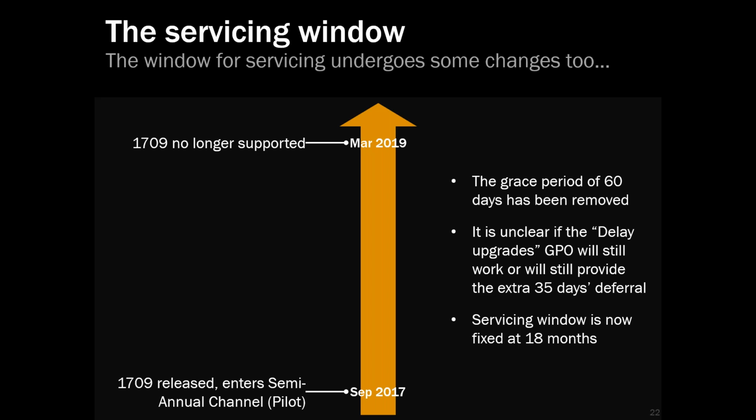The grace period of 60 days that you previously had has been removed. There still is a delay upgrades GPO. I don't know whether that'll still work or it'll still provide the extra 35 days deferral that it could, but the servicing window is now fixed completely at 18 months.